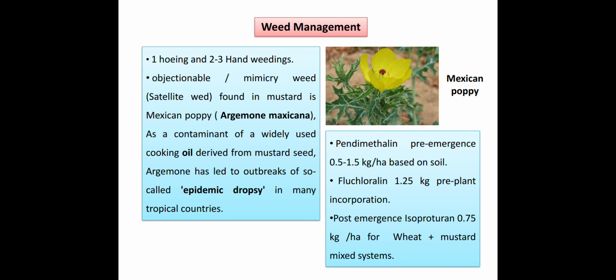Whereas for herbicidal application, you should go for application of pendimethalin pre-emergence at the rate of 0.5 to 1 kg AI per hectare depending upon the soil. Then fluchloralin 1.25 kg pre-plant incorporation, or you can also go for post-emergence application of isoproturon 0.75 kg per hectare for wheat and mustard mixed system.